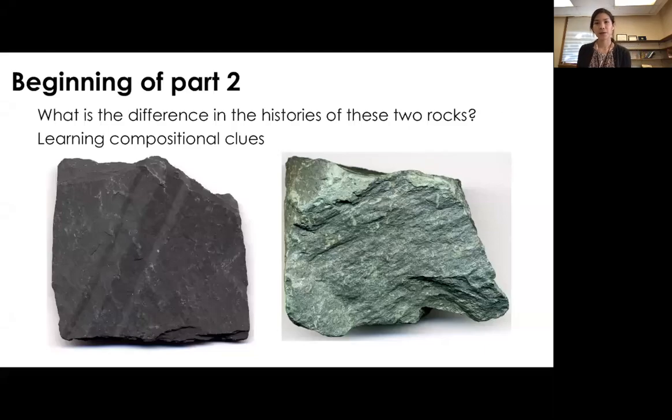All right, welcome to part 2 on metamorphic rocks. As we've gone along, we've been thinking about the difference between these two rocks here. Both are metamorphic rocks. We just learned about the textural clues. In this second half, we're going to move on to compositional clues between these two rocks. That composition may tell us why one is black and one is green.